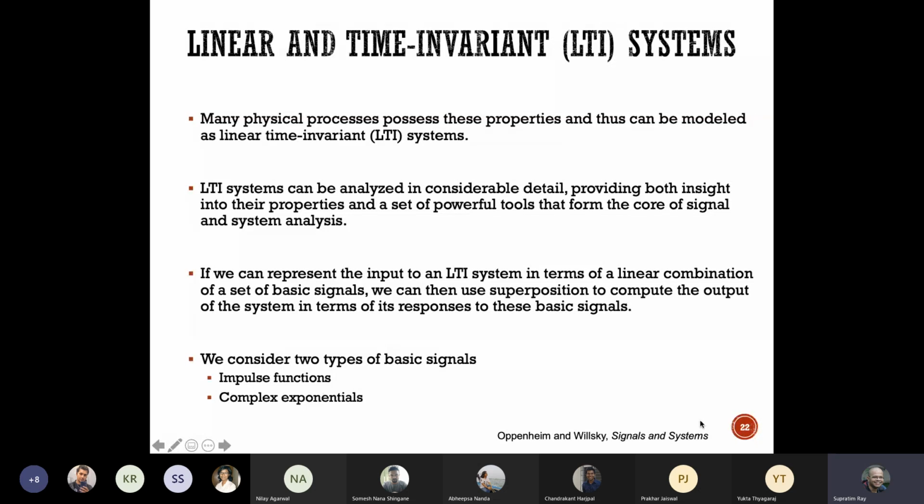It may seem very restrictive to you that, hey, why are we only dealing with such a restrictive class of signals? But it turns out many physical processes actually possess these properties, and can be modeled as LTI systems, and they can be analyzed in a lot of detail. And there are lots of powerful tools that are used to then characterize these systems, which is why we use the LTI systems so well.